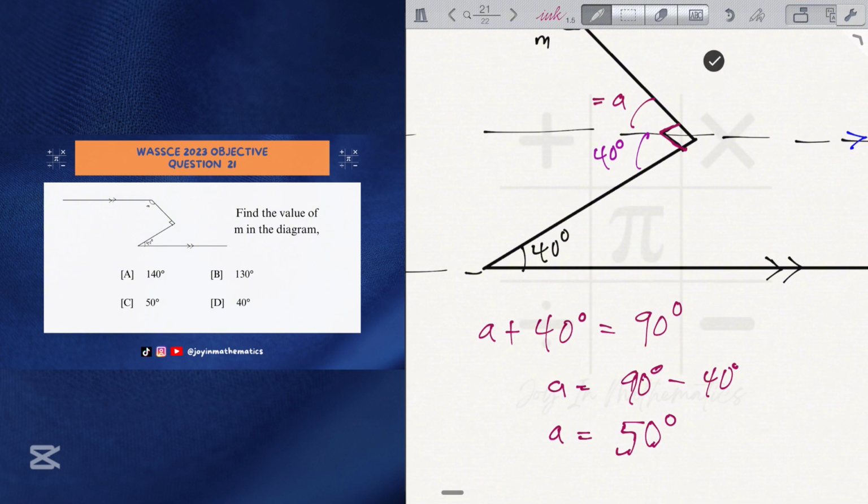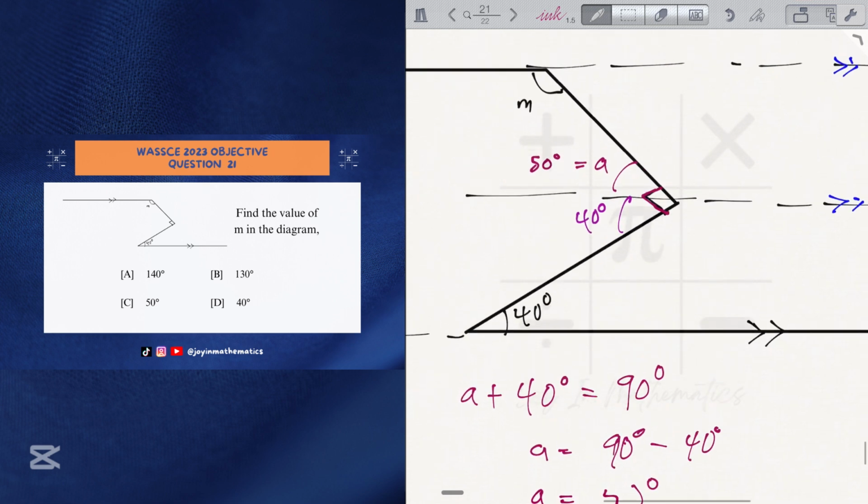Let's write it out. Now we have moved forward a bit. Now we are closer to M. How then do we evaluate M? Now we understand that this 50 degrees, or this A as an angle, since these two lines are parallel in nature, definitely this also will be 50 degrees using alternate angles. So if that is 50 degrees, then we can now evaluate the value of M using the application of the sum of angles in a straight line.